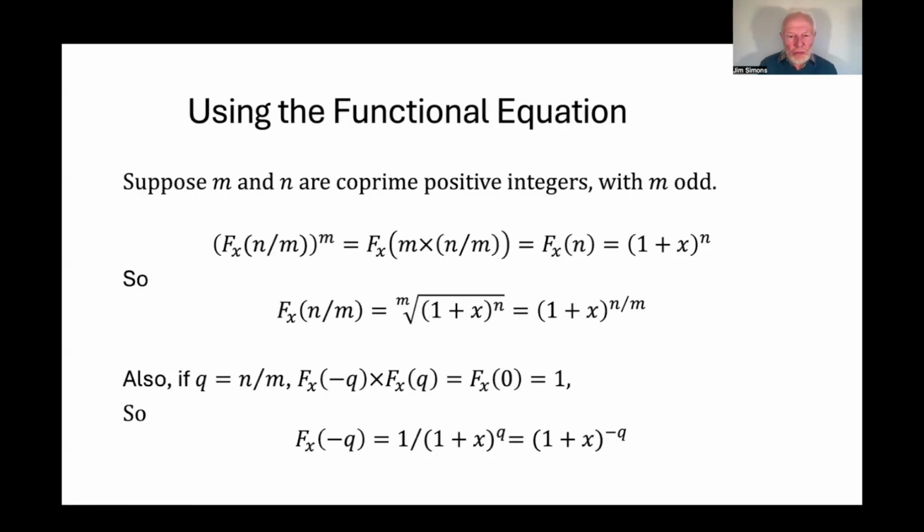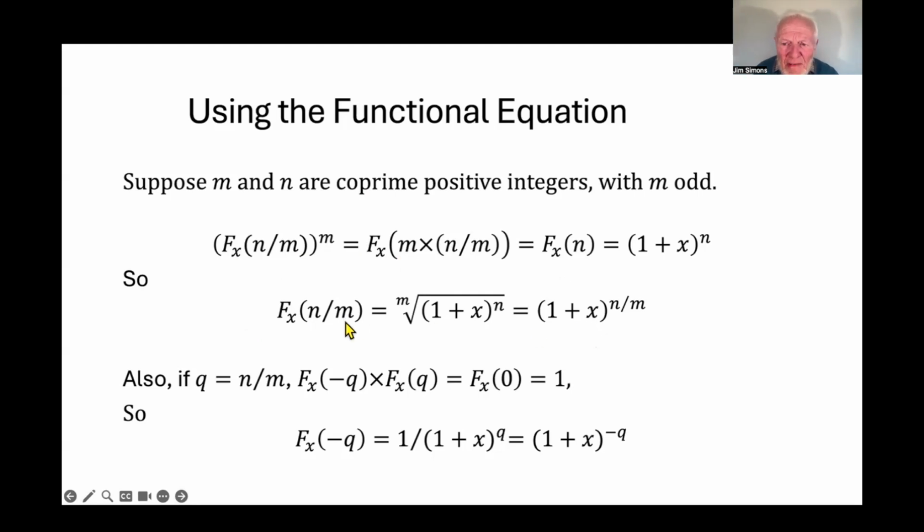Right. Now then, what good is all that? We can now use it to work out what fx actually is. So let's suppose that m and n are co-prime positive integers, so no common factor. And we'll also assume that m is odd. So it's a third or 4/9 or whatever. Anyway, let's look at fx evaluated at this particular rational number and raise it to the power m. Well, by that functional equation we've established, this is the product of m of these fx's. So it's a single fx evaluated at the sum of all these, which is m times that. So that's fx of n. And that's 1 plus x to the n, because we know what that is when n is a natural number. Hurrah. So now that means this must be the mth root of that, which is that.